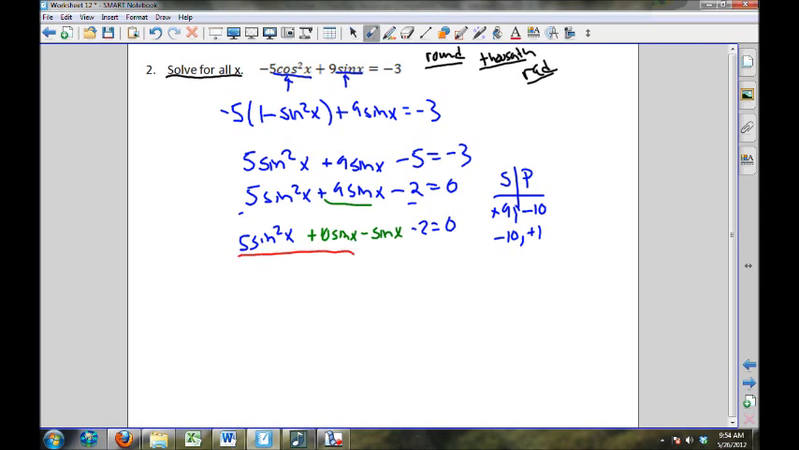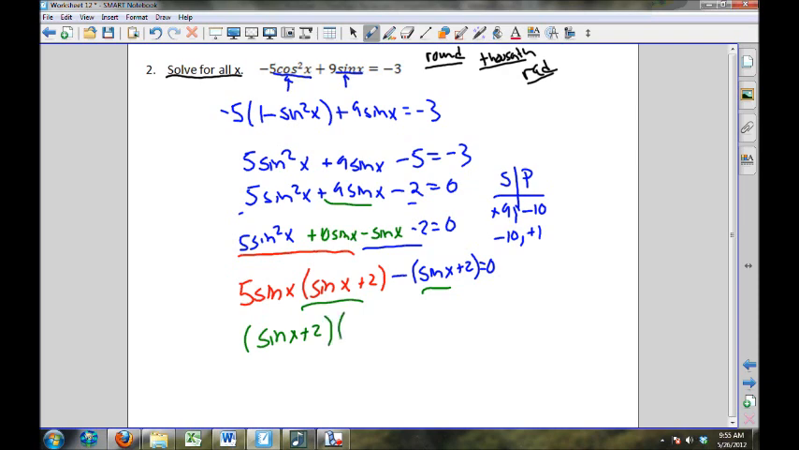I'm then going to look at my first 2 terms and factor out their GCF, which is 5 sine x, leaving sine x plus 2. And on my second two terms, I have a GCF of -1, so this will be negative sine x plus 2 equals 0. And now I have a common factor of sine x plus 2, so I'll factor that out. I get sine x plus 2 times 5 sine x minus 1 equals 0, which tells me that either sine of x equals -2 or sine of x equals 1/5.